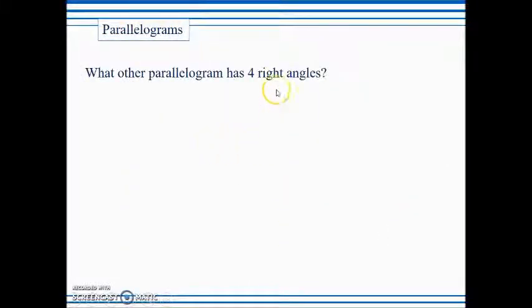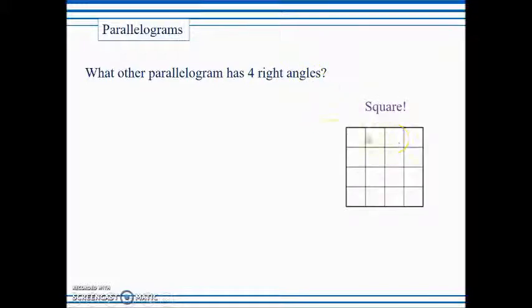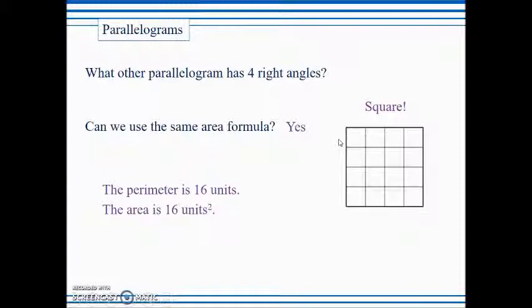Okay, what other parallelogram has 4 right angles? We talked about a rectangle. Yes, we have a square. So, can we use the same area formula? We know that the perimeter is going to be going around the sides. So we're going to add 4 plus 4 plus 4 plus 4 to get 16 for the perimeter. And in this case, the area is 4 times 4, which is 16 square units. Notice that the perimeter is just units because we're just measuring along the sides. But the area is the inside and we're using squares, so we're going to say square units.